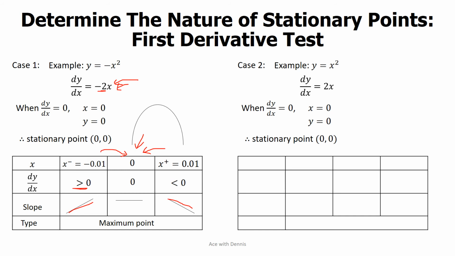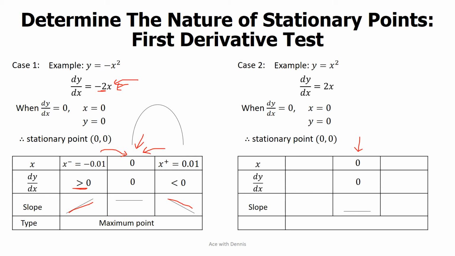Repeat the same process. We draw this table and label this as x, and when x is 0, we put it at the center here. Dy over dx is 0 as well because it's a stationary point. The slope we need to determine. Right, now the next step.